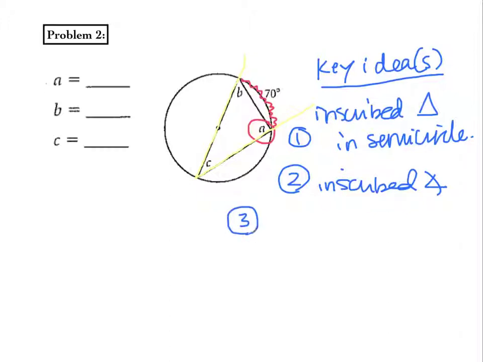There's a third key idea, and that will help you solve for B. What is that key idea? Go ahead and solve, and let's find out what our answers are.